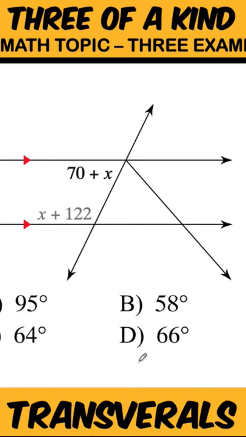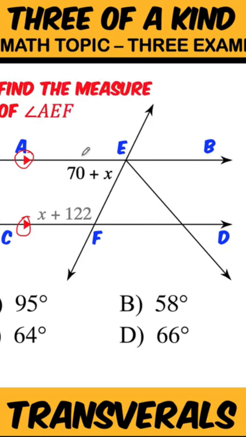Here's our first problem. Let's say we are given here 2 parallel lines. AB and CD are parallel as indicated by this symbol. And segment EF is the transversal cutting these 2 parallel lines. We want to know what is the measure of angle AEF, this angle here.